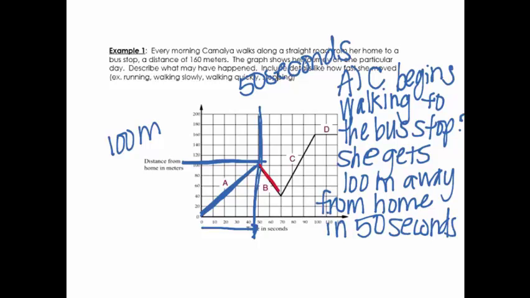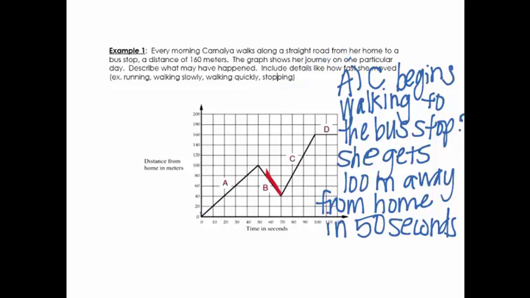If we look here, she's suddenly changing direction. She's going closer to home again. So let's go ahead and talk about what could be happening here in this part B. In part B, we're moving from 50 seconds to 70 seconds, so just 20 seconds worth of time. We can see that she's suddenly moving closer to home again.